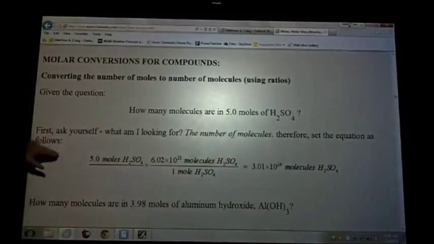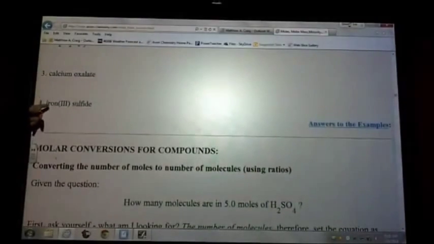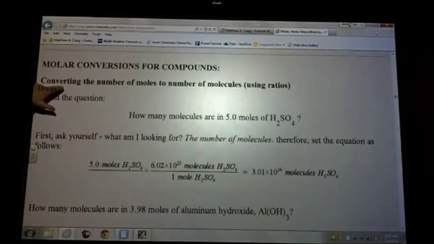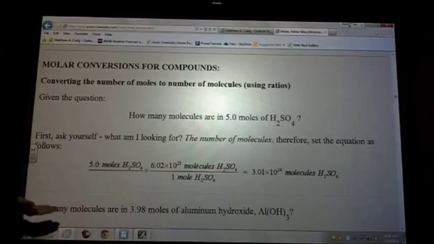But there is one question or one problem I want you guys to look at, and I think it was that one. It was right after the iron 3 sulfide. So, and this is what we're doing today.